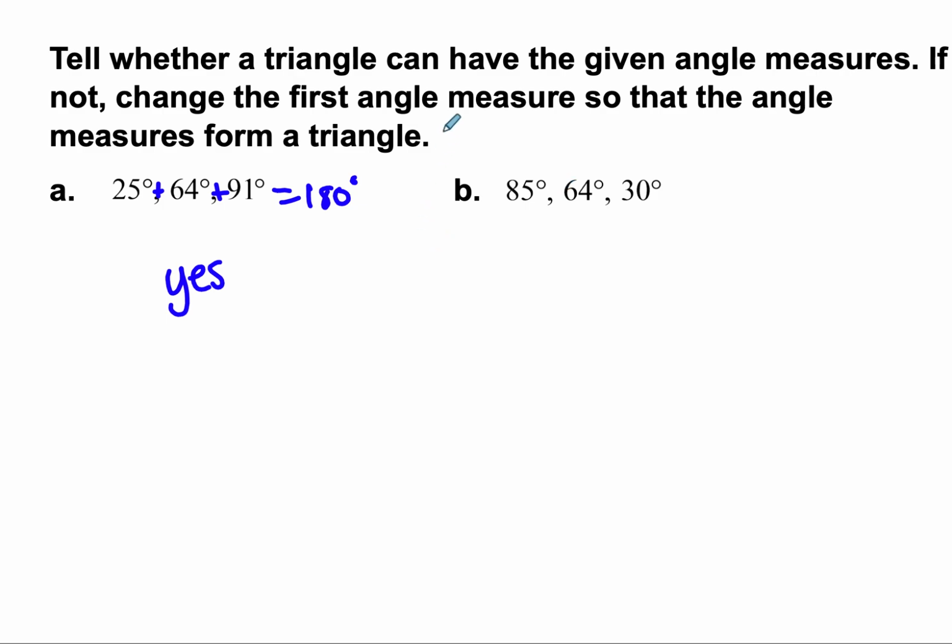We're going to start by adding our numbers together. Anything you put in a calculator, you do need to write down. So I have the problem written down. Okay, and I get 179 when I add those together. So can I make a triangle? No. And then it says to change the first angle measure. So this was 179. This first angle was 85. We're 1 short here, which means I would have to change that 85 to be 86. And then if I added 86 plus 64 plus 30, that would give me 180.